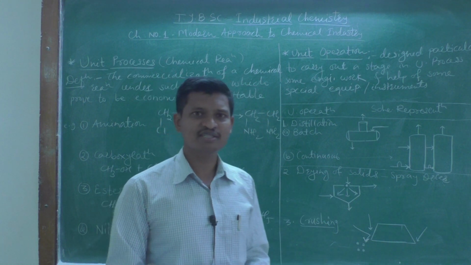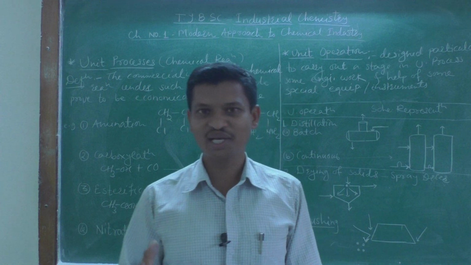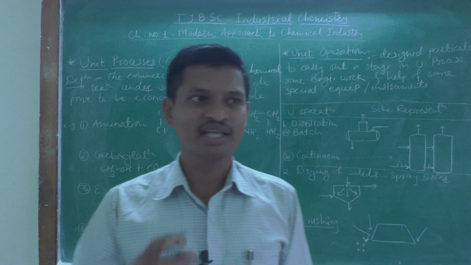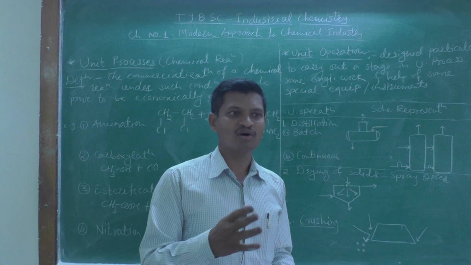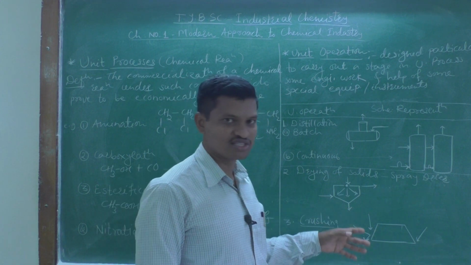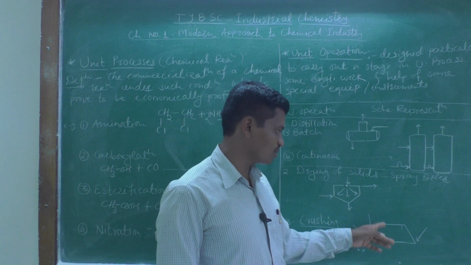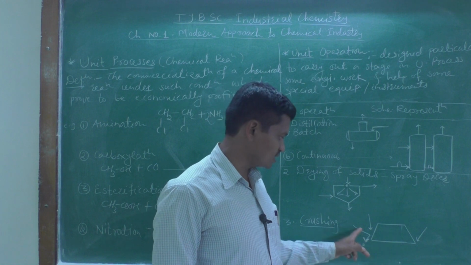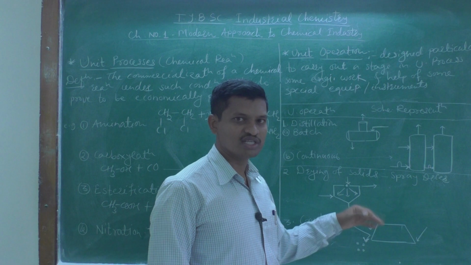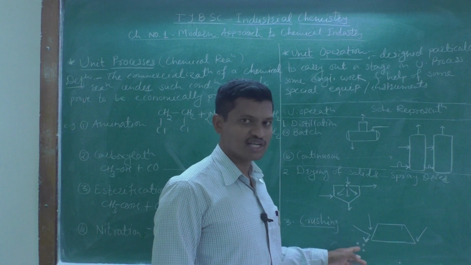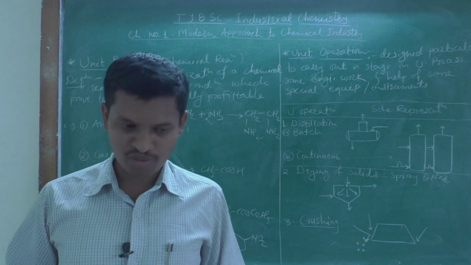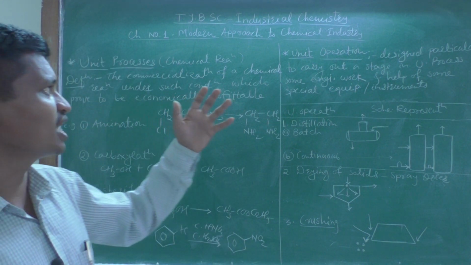Then crushing: if the products are obtained in larger sizes, or lumps are there, then they can be crushed into small pieces with the help of crushers. So crushing is shown like this. This arrow indicates that the product is reduced in size. So this is all about unit processes and unit operations.